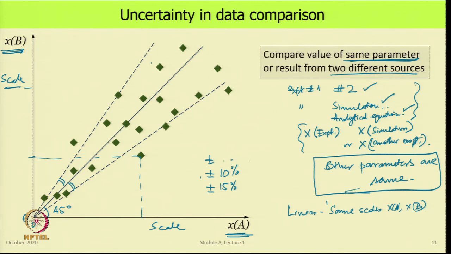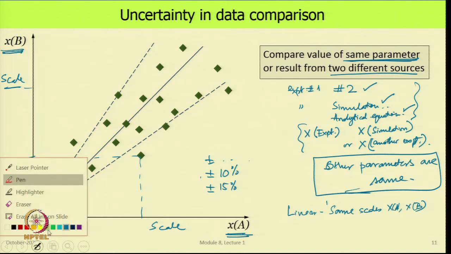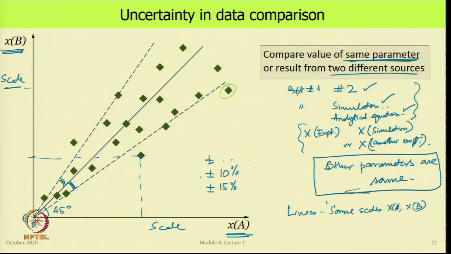So, we draw these two lines, this angle is equal to this angle, and now we say how many points lie within this line. So, we can see that there are some points which are going out, say this point is outside this limit, so is this, so is this, but all the others have been captured within this. So, that tells us that whatever these lines represented, whether it was 10%, 15% or 5%, our result is within that much. The agreement between x from source A and x from source B is like this.